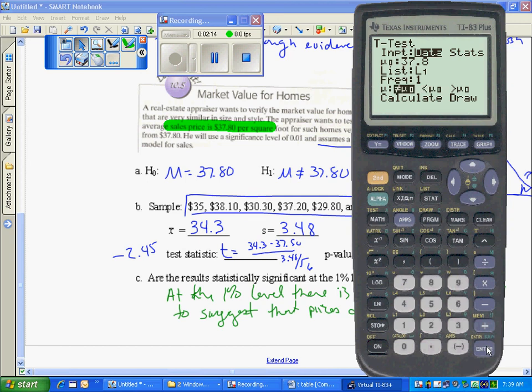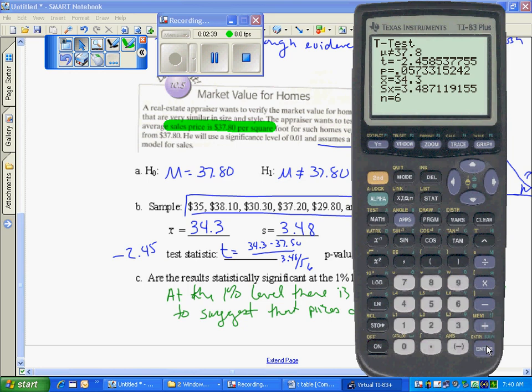And if I go down to calculate, now notice I chose a t-test. It will do it on a z-test, but you've chosen the wrong test, so the values that you will get will be inaccurate. This is a t-test. When I hit calculate, notice my t-score of negative 2.45 is right there. That's what I got. My p-value is 0.057. Okay, remember, we had to estimate where it was at. We couldn't find the exact. That's why I like the use of the calculator.